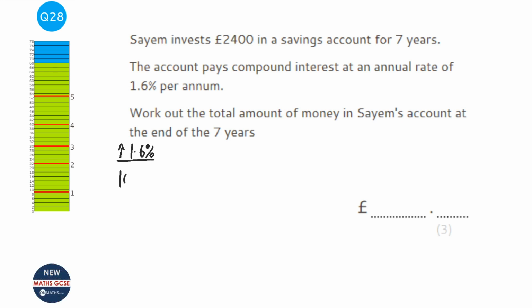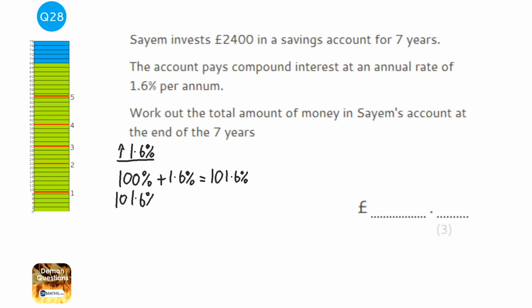So to use the multiplier method, you start off with 100%. You do what the percentage, or you add or take away the percentage depending on the question. Here we're adding because it's going up by 1.6%, and we're going to end up with 101.6%. Then you work that out as a multiplier. Now to do that, all you do is you divide by 100, and all you're doing is converting it to a decimal. Multiplier is just a posh way of saying decimal.